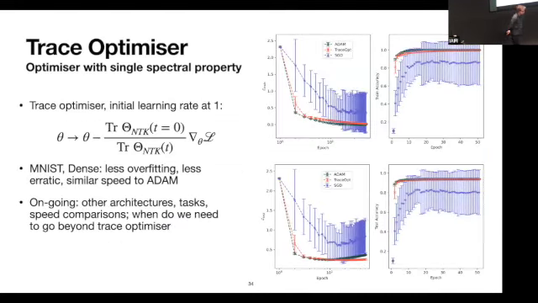So what do we do in practice? We don't set a learning rate of 1, and what we rescale the gradient with is the trace of the NTK evaluated at time equal to 0, divided by the trace at a given time, t. What I'm showing you here are some early results, and we are eagerly working on other architectures, tasks, etc. But they look very interesting. So let me show you a couple of these features.